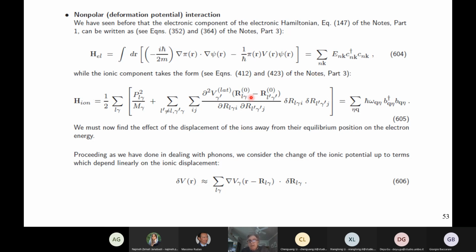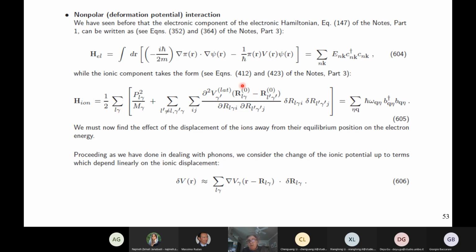For phonons, we did a similar thing. We wrote the Hamiltonian of the phonons in terms of their kinetic energy, their potential energy, by using the harmonic approximation, by taking only the leading term in the Taylor expansion of the interionic potential. The first derivative, I remind you, is not zero, but if I sum over all the ions in the lattice, L denotes the cell, gamma denotes the ion in each cell.